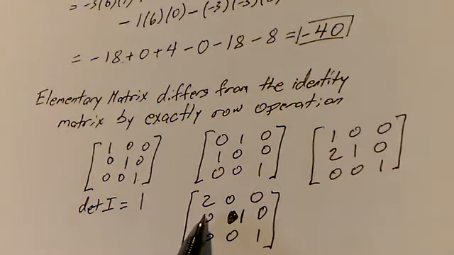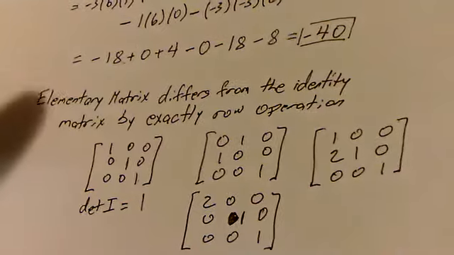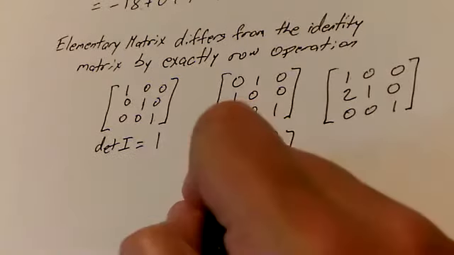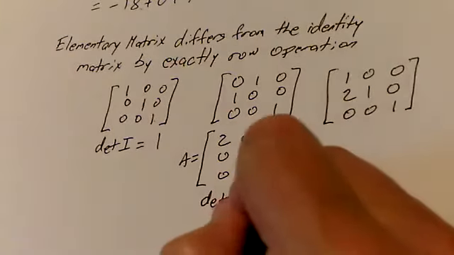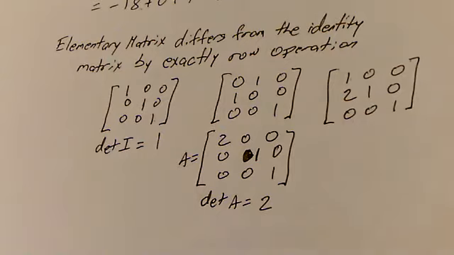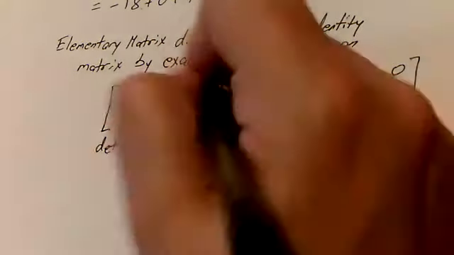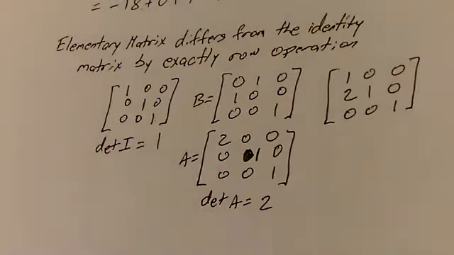If I go down here to this one, this is a triangular. So I know I can use my theorem that says that the determinant is the product of the diagonal. So the determinant of my matrix here, I'll call this matrix A. The determinant of A is going to be 2, the product of the diagonal. Okay, let's call this one B. It's maybe the trickiest one to see.